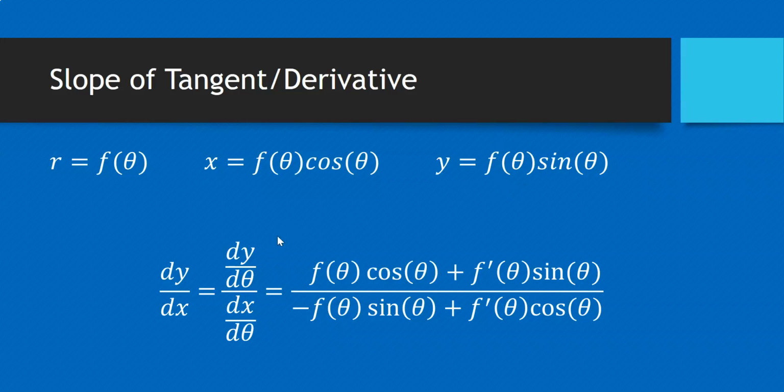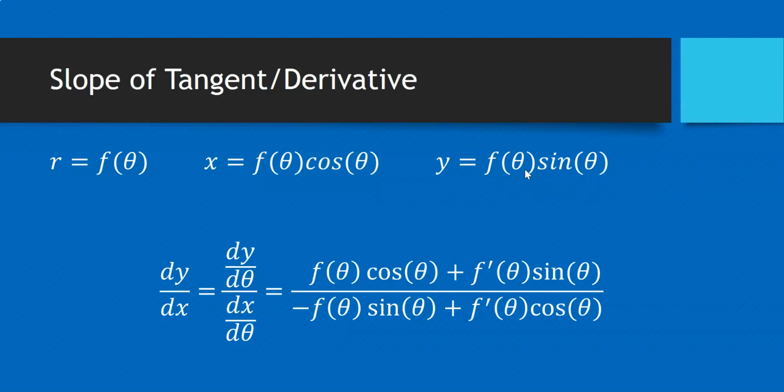So what we do is sort of akin to what we did with parametric form. The derivative of y with respect to x, we take the derivative of y with respect to theta and then divide that by the derivative of x with respect to theta. Okay? Now, if you think about the derivative of y with respect to theta, it's the derivative of this f theta sine theta with respect to theta.